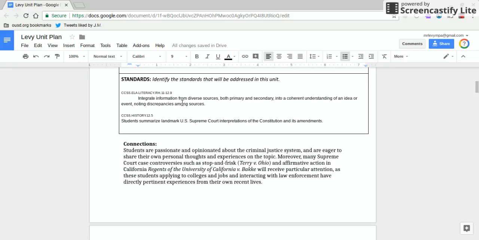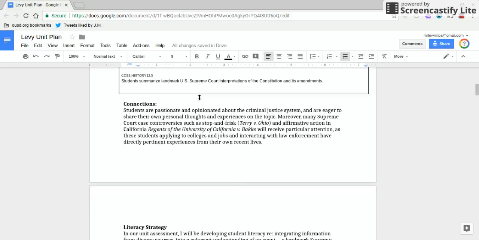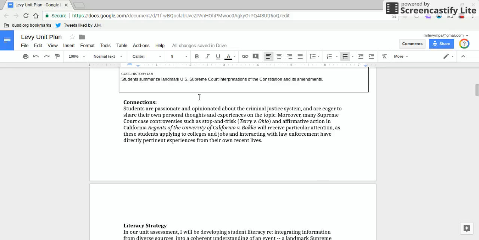So standards here are integrating information from diverse sources, both primary and secondary, into a coherent understanding of an idea or event, noting discrepancies among sources. That is a Common Core standard. In addition, students summarize landmark U.S. Supreme Court interpretations of the Constitution and its amendments. These standards become especially apparent in the second week once we have our knowledge foundation. We'll look at both integrating these different sources of knowledge into an understanding of the criminal justice system, and their summative assessment involves the Supreme Court interpretations of the Constitution.